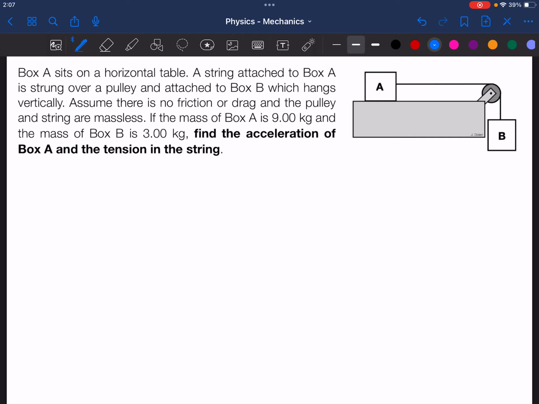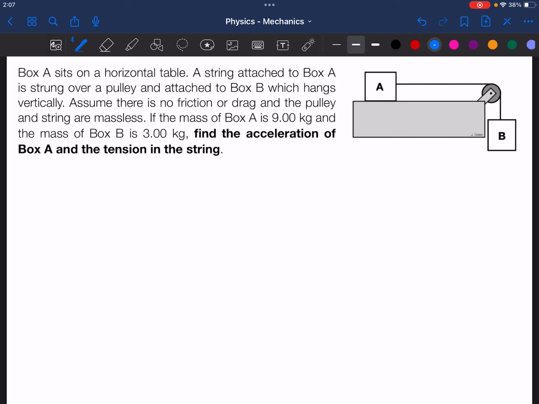Okay, so here is another practice mechanics problem. Box A sits on a horizontal table. A string attached to box A is strung over a pulley and attached to box B, which hangs vertically. Assume there is no friction or drag, and the pulley and string are massless. If the mass of box A is 9 kilograms and the mass of box B is 3 kilograms, find the acceleration of box A and the tension in the string.